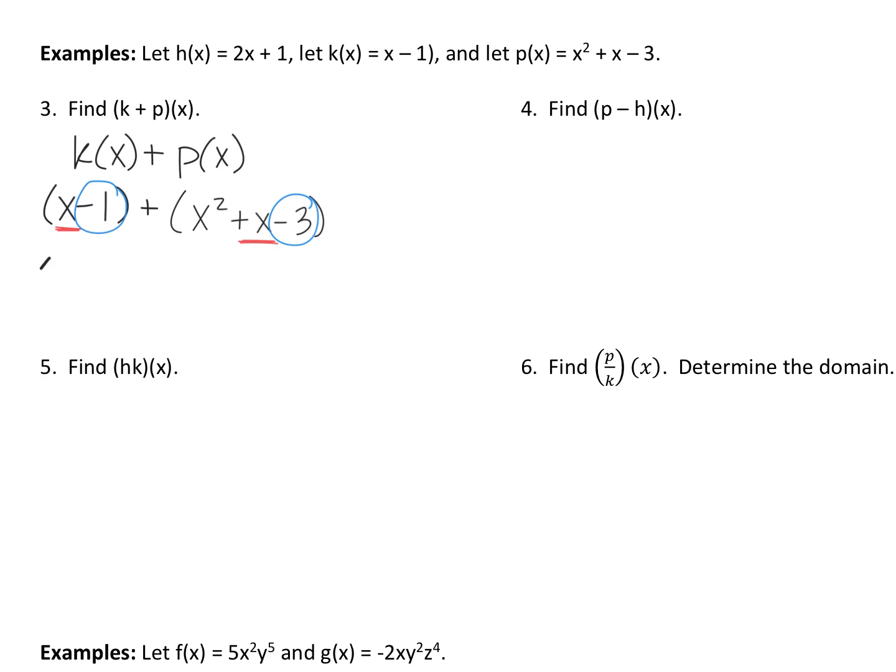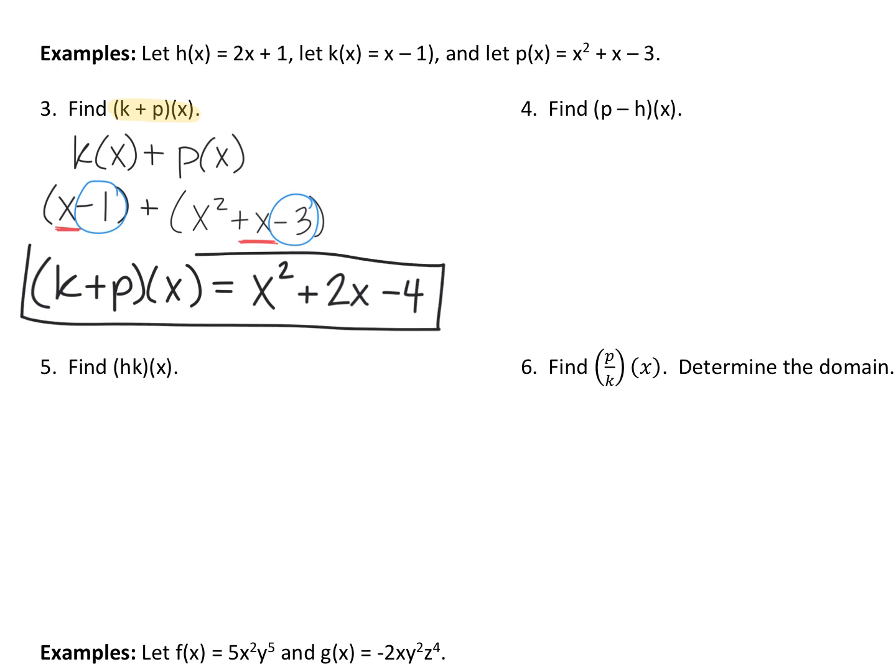So our final answer here, k plus p of x, that's how it has it, so that's how I'm going to write it, is equal to x squared, let's keep it in standard form. How many x's? 2x. And then -1 plus -3 is -4. Really is that easy. Okay.